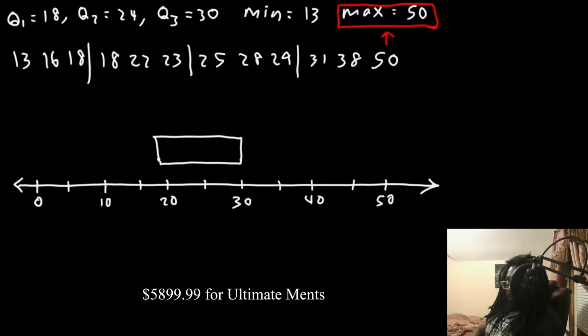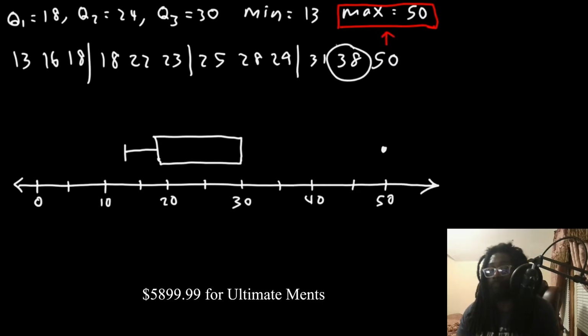Now, 13 is the minimum, which is approximately around that area. So that's the left side of the box. And 50 is the maximum, but that's an outlier. So we're going to just put a point at 50. 38 is the second highest, which is not an outlier. So that's going to be part of the box and whisker plot. And so 38 is in this region. So we're going to say it's over there.